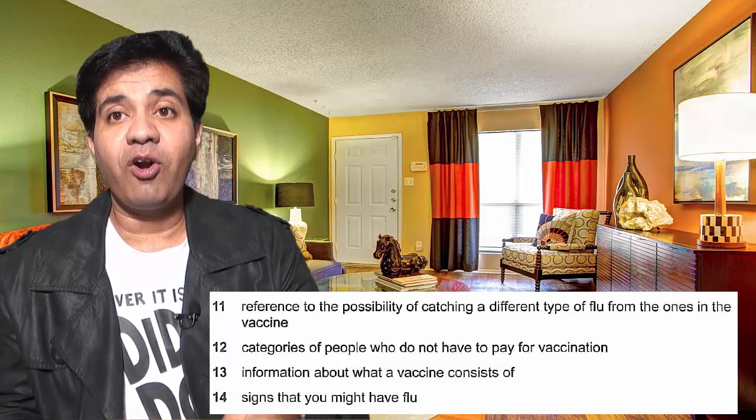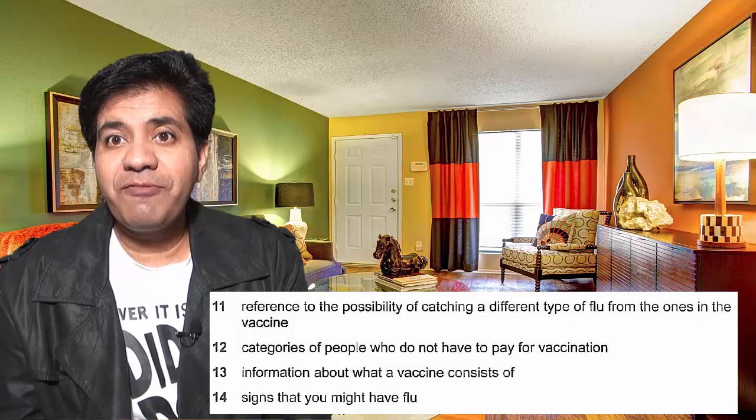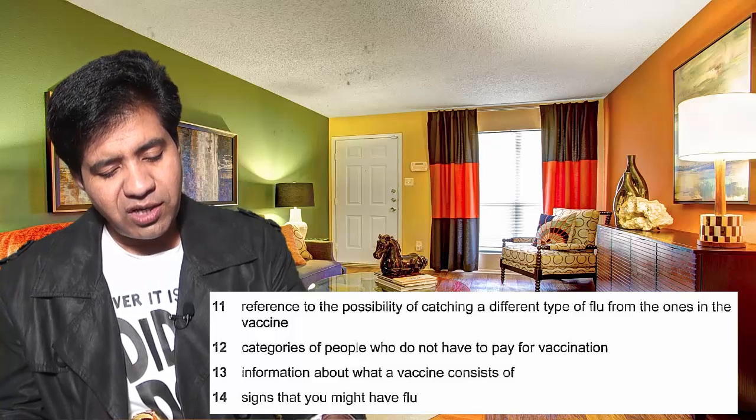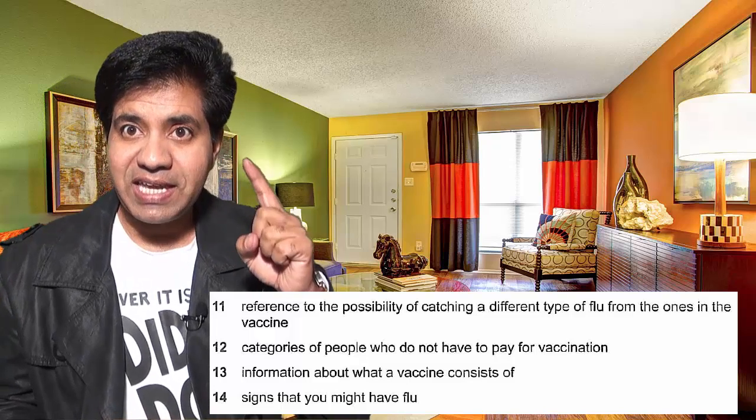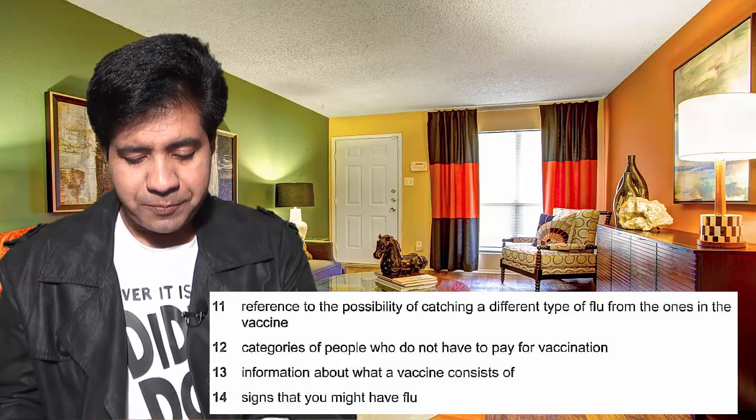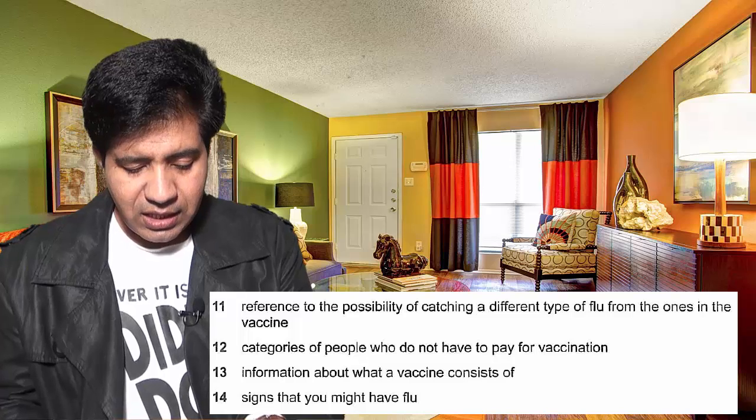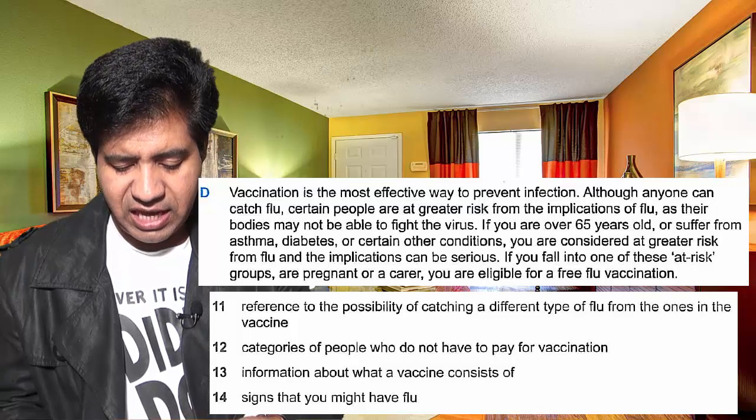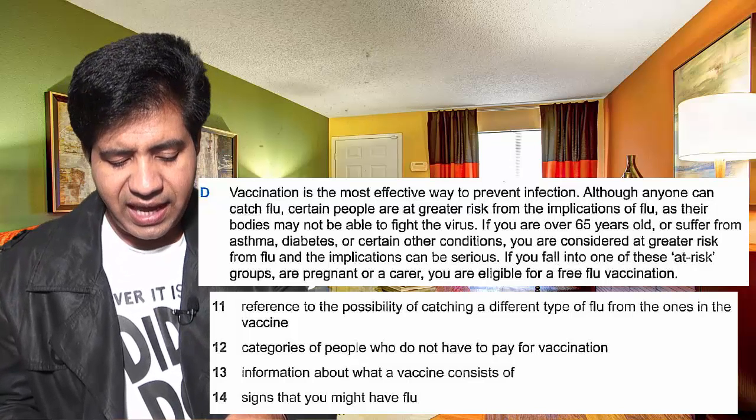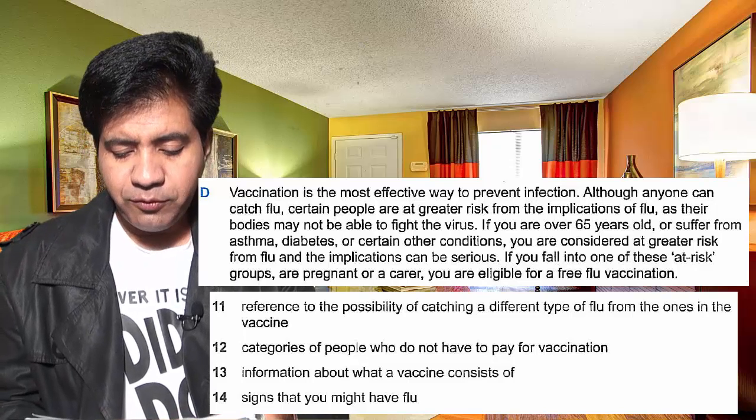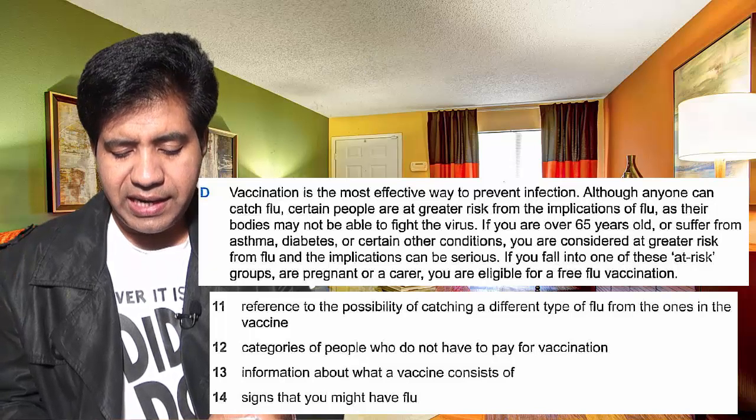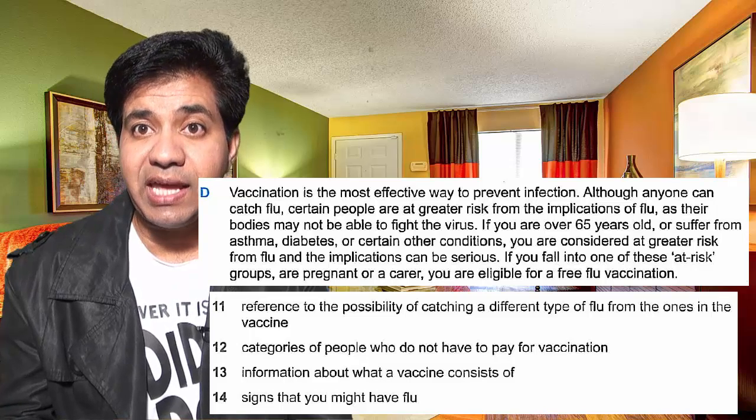Let's go ahead. Question number 12. Categories of people who do not have to pay for vaccination. Again, we read a paragraph where they were talking about free, don't have to pay. It rings a bell that we read it somewhere. Yes, it's written here. They say certain people are at great risk. Then they say if you're over, you are considered a great risk. And then they say if you fall into one of these at-risk groups, are pregnant or a carer, you are eligible for a free flu vaccination.